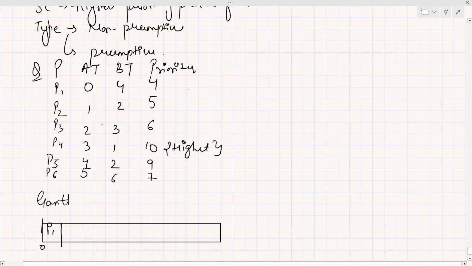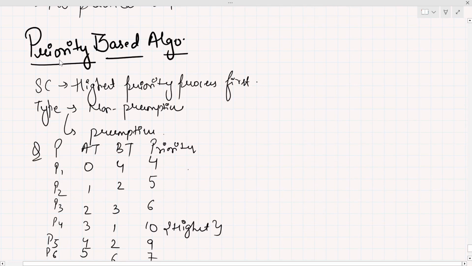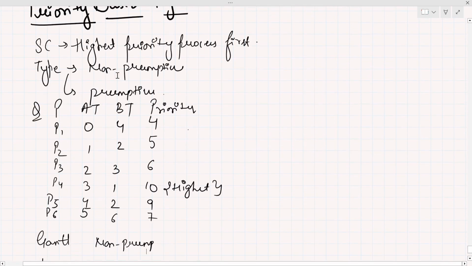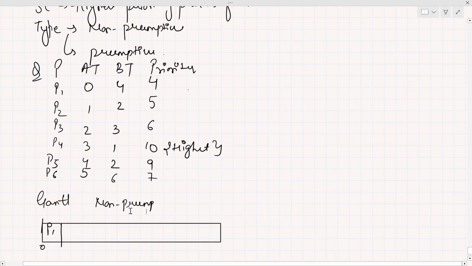And first of all we are solving this for the non-preemptive case. What I told you is that this scheduling algorithm can be solved both ways, non-preemptive and preemptive. First we solve this question with the non-preemptive approach, and then with the preemptive approach. P1 runs fully because we are solving this in a non-preemptive way, so it executes completely. After 4, now we have to see which processes are available.